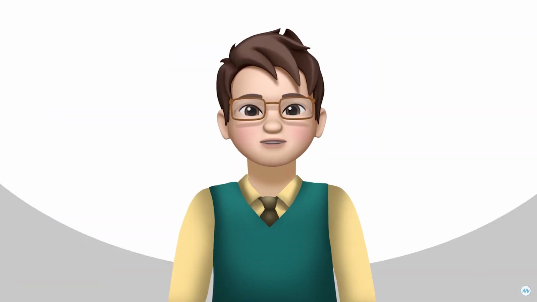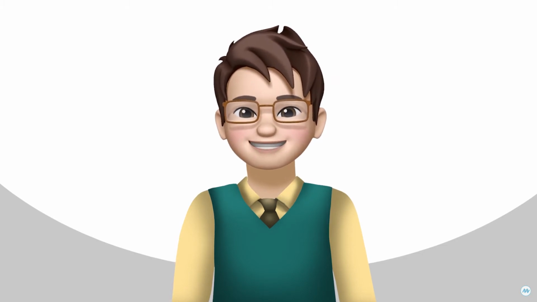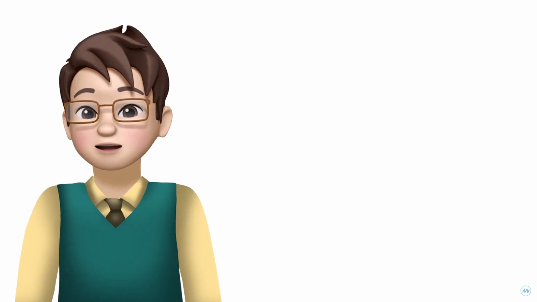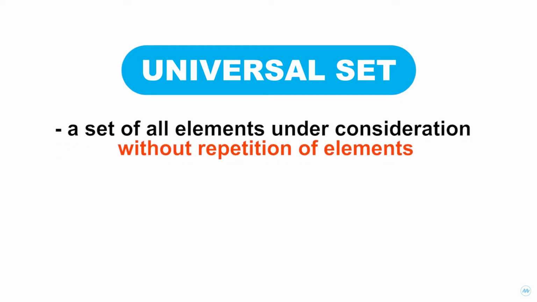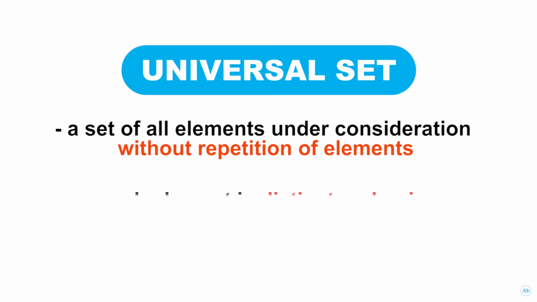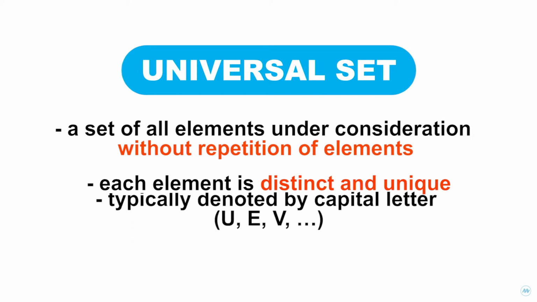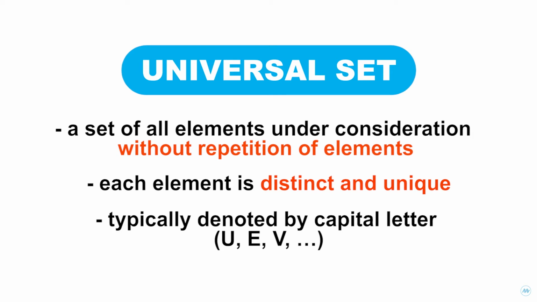Basic operations can also be applied to sets to obtain a new set. To ensure that basic set operations are defined, the sets under consideration must belong to what we call universal set. As the name connotes, a universal set is a set of all elements under consideration without repetition of elements. It is emphasized that each element in the universal set is distinct and unique. There is no standard notation for the universal set. However, it is typically denoted by capital letter U.